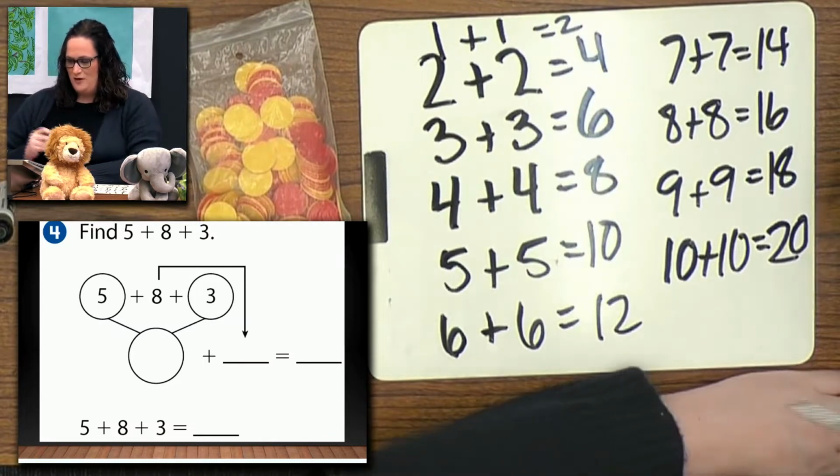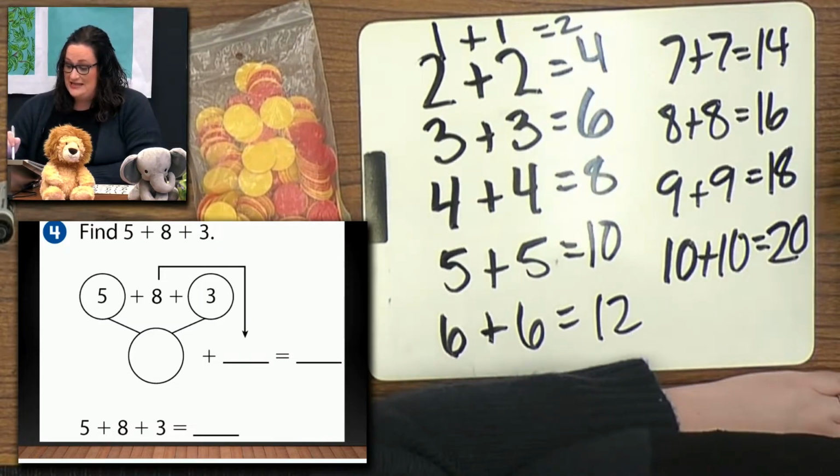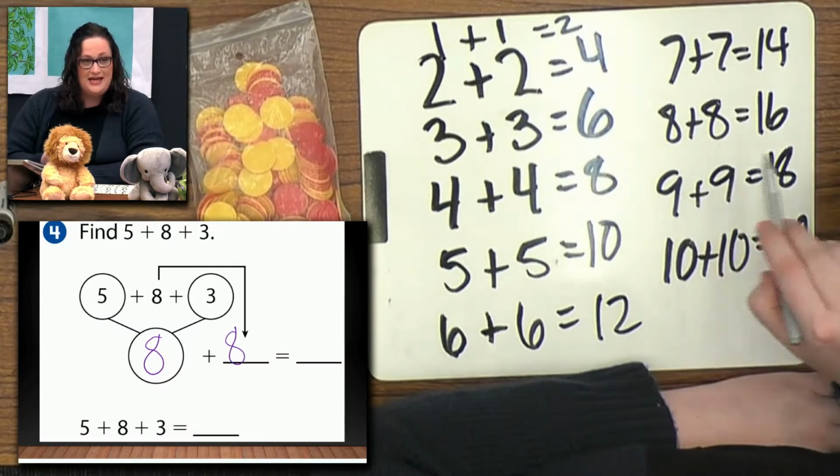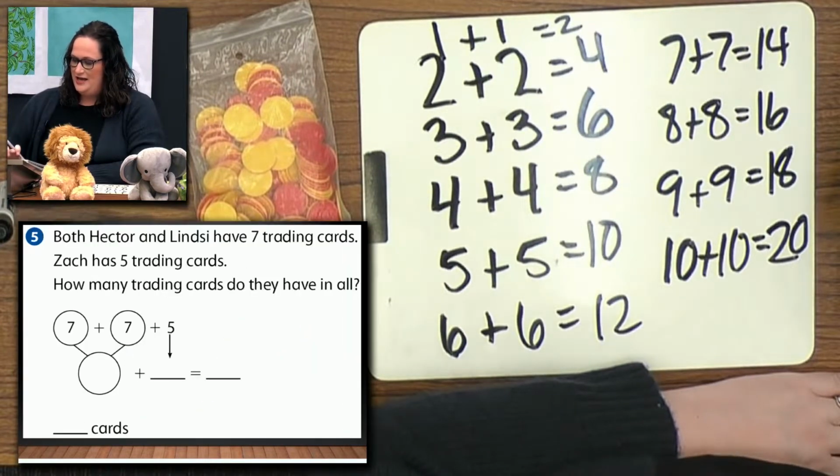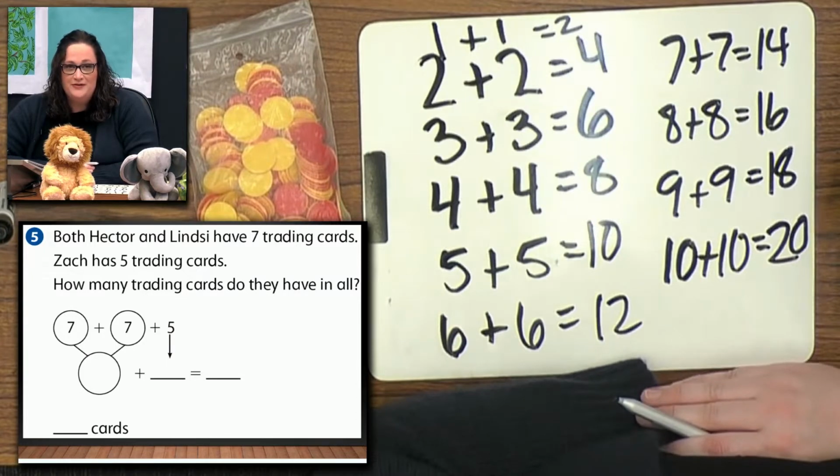All right, friends, so 5 plus 3 is 8. Oh, look, here's our double. What's 8 plus 8? 16. So 5 plus 8 plus 3 is 16. Okay, do the next one on your own. Are you ready?